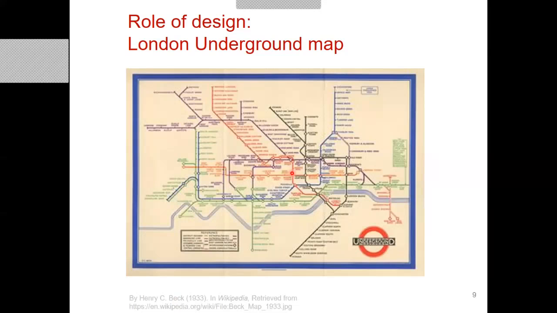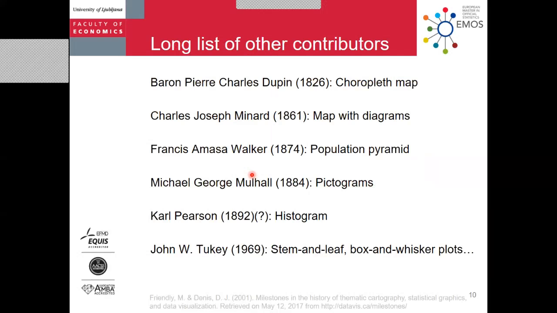What's the question? What's the purpose of this display? And here the purpose is to determine how to get from point A to point B, and this map supports this task with excellence, even if it sacrifices, let's say, geographical accuracy for this reason. Now, you have a long list of other contributions, and I invite you to check this reference below, milestones in the history of thematic cartography, statistical graphics, and data visualization, to explore them yourself.